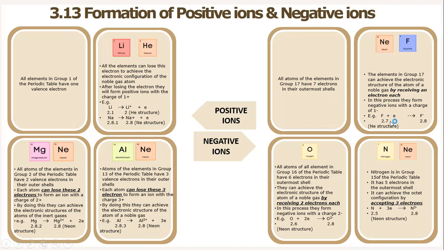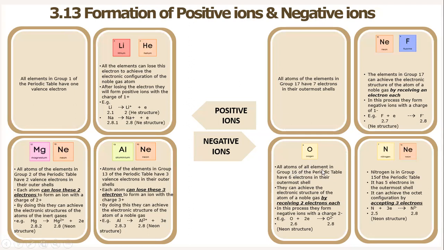Let's look into this example. F receiving an electron, 1 electron, becomes F with a charge of 1 negative. So it carries the electronic configuration structure 2.8. So 2.8 is actually referring to neon structure. And let's look into the oxygen.